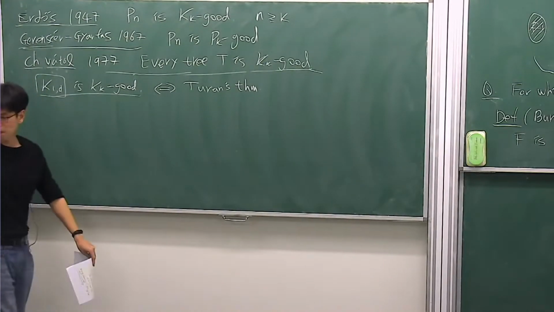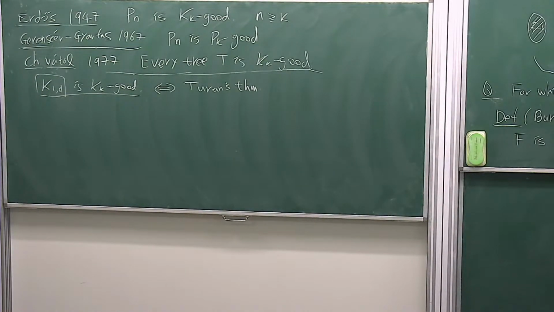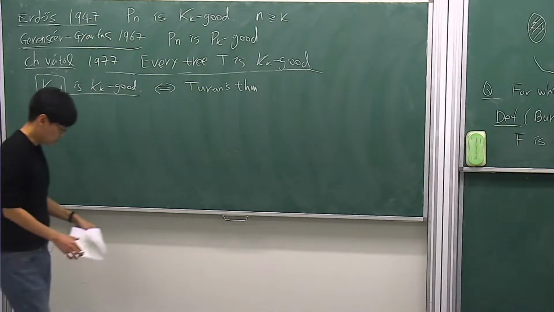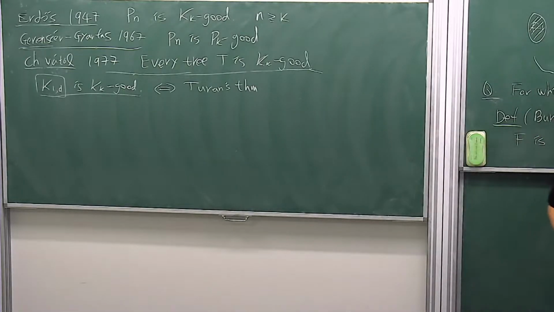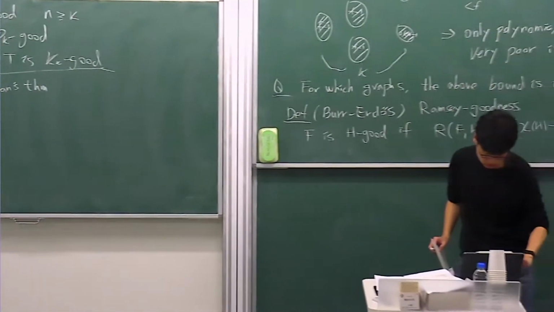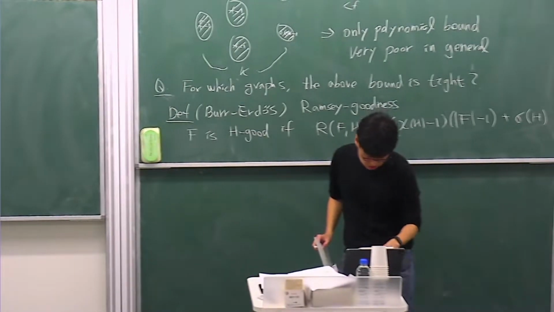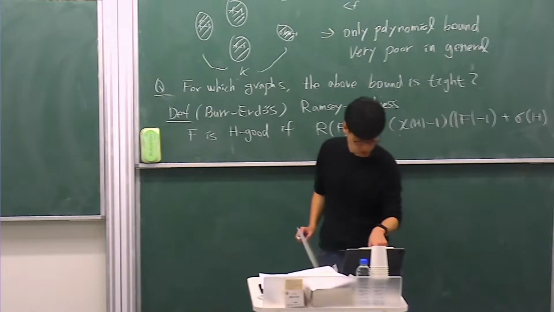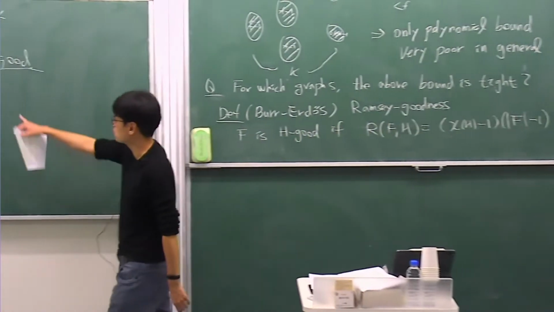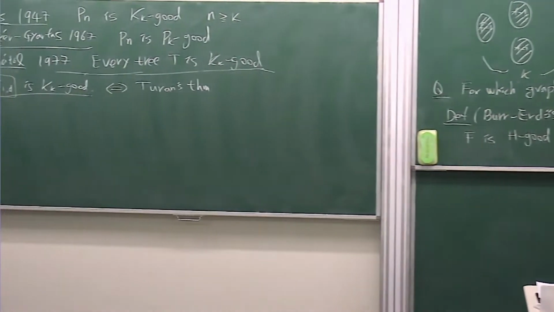So you're assuming that D is big, right? D as a function of K. I think it doesn't matter. I didn't write down any bounds here. Maybe I forgot the bound? The reference that I used just said that every tree T is K_K good without any bound.